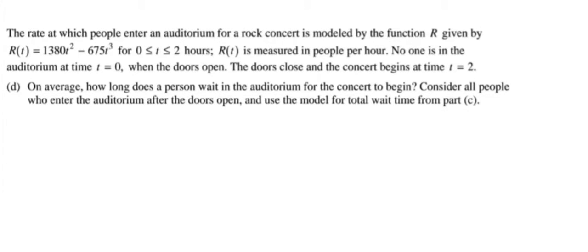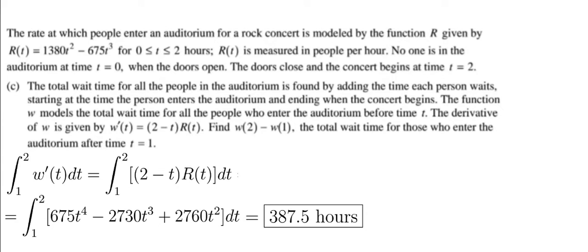Part D. On average, how long does a person wait in the auditorium for the concert to begin? Consider all people who enter the auditorium after the doors open, and use the model for total wait time from Part C. If we go back to Part C, we can see that the model for total wait time is the integral between the two time endpoints of w prime of t, which we know is 2 minus t times r of t dt.